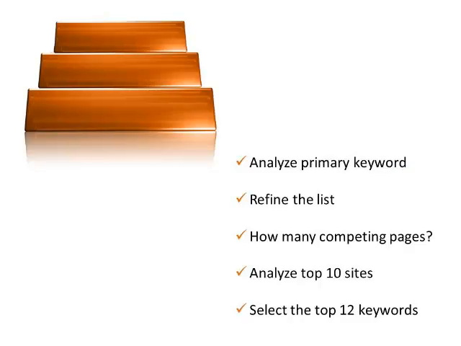Here are the steps. First, do an analysis of your primary keyword. Then refine the list. Third, determine how many other pages are competing for this term. Then you want to analyze the top 10 sites for this term. And finally, you'll select your top 12 keywords.